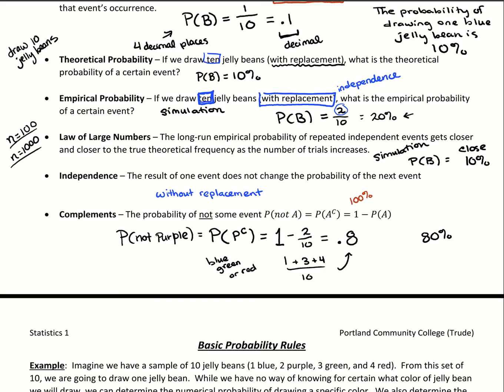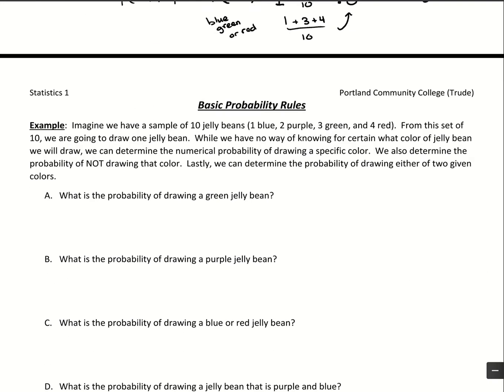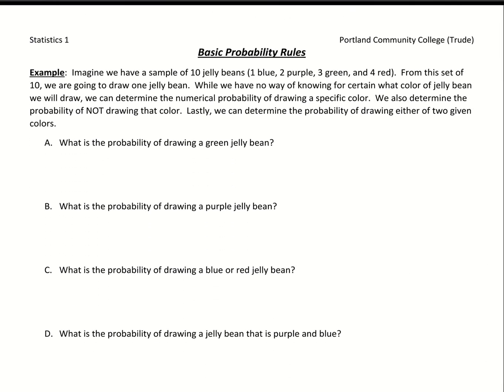All right, so let's try out some of these rules. We're also going to talk about some rules that are going to come up in the next videos. So same set of jelly beans, we're just going to look at some different probabilities with it. So probability of a green jelly bean. This is just looking for a probability of a single characteristic. We're just drawing a single jelly bean out.